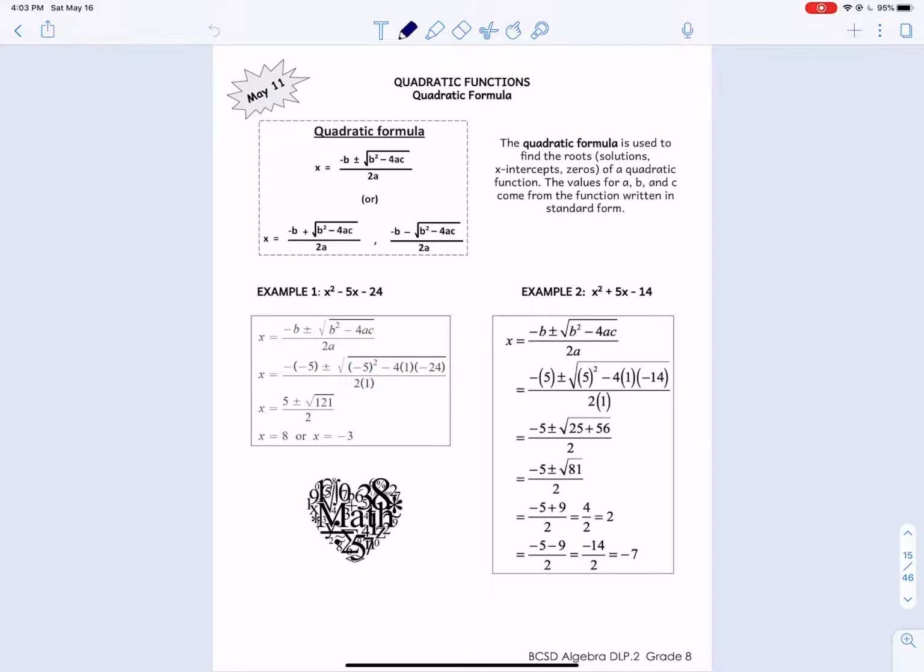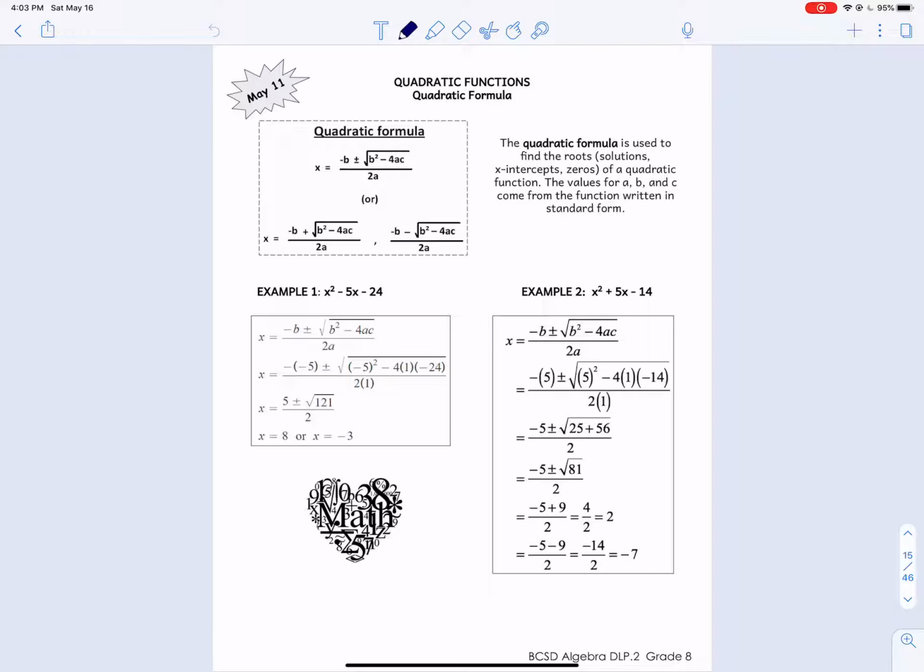All right, this is the final algebra packet for the distance learning, and this will be for the week of May 11th through the 15th. So we are continuing with quadratics, and for this day we are looking at the quadratic formula. So again, we have done this, should be review, definitely something you're going to need to know for next year or for Algebra 2.